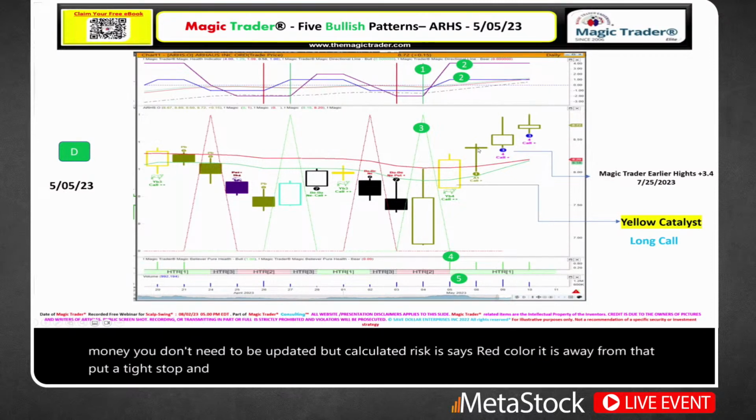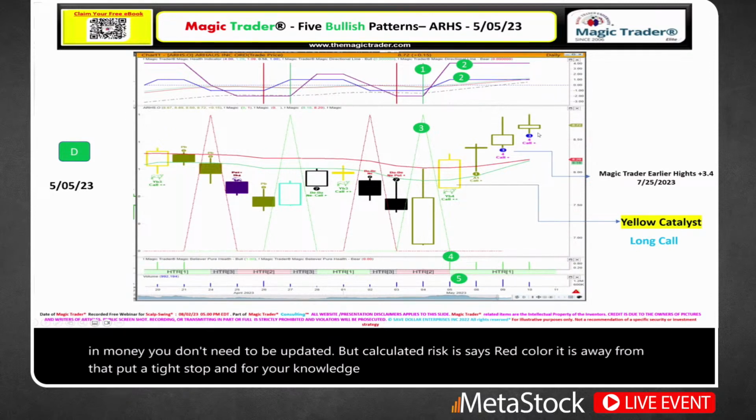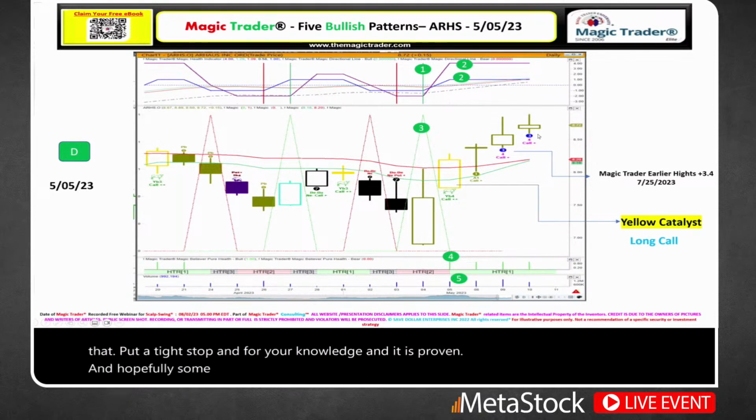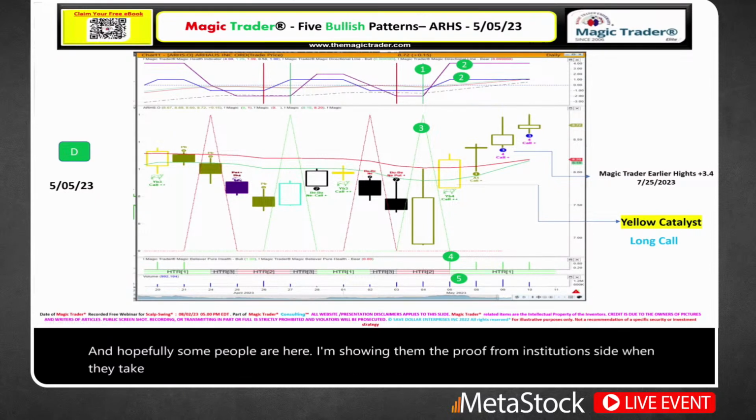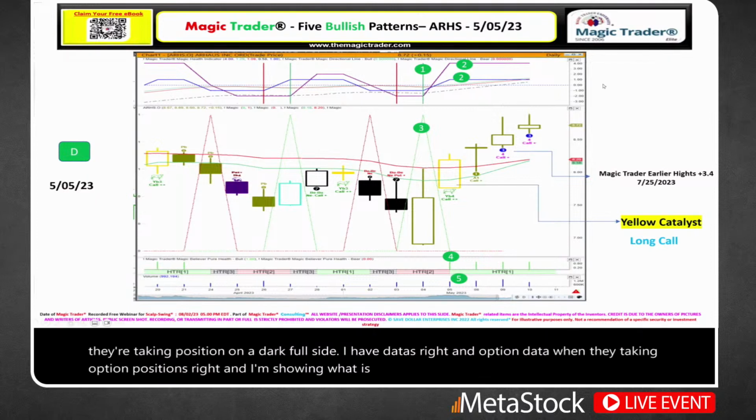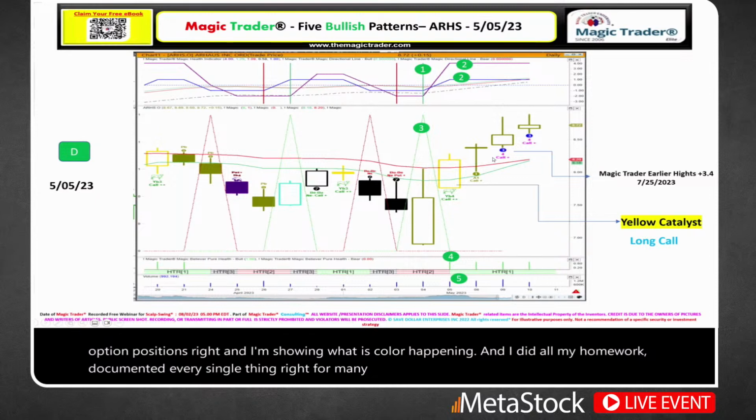And for your knowledge, and it is proven, hopefully some people are here, I'm showing them the proof from the institution side when they're taking positions on the dark pool side. I have that data, and option data when they're taking option positions, and I'm showing what is happening. I did all my homework and documented every single thing for many years.